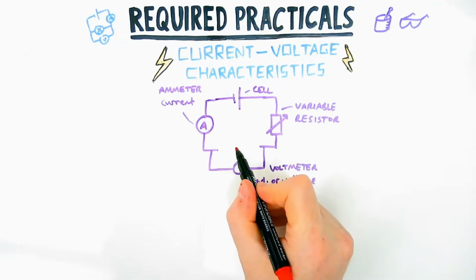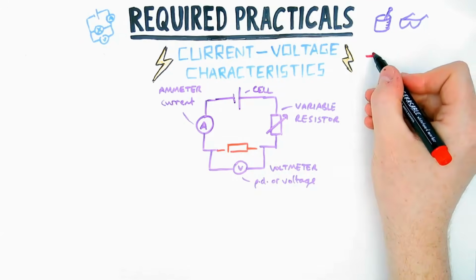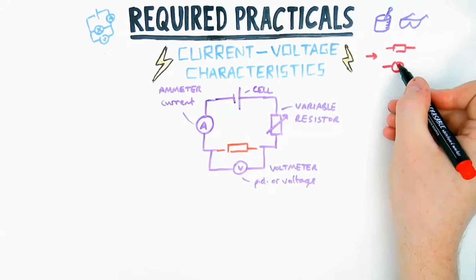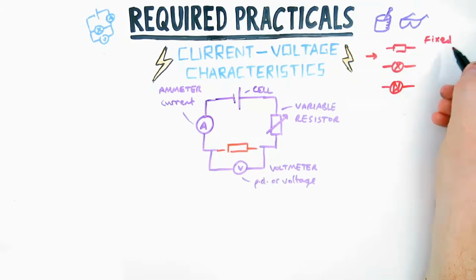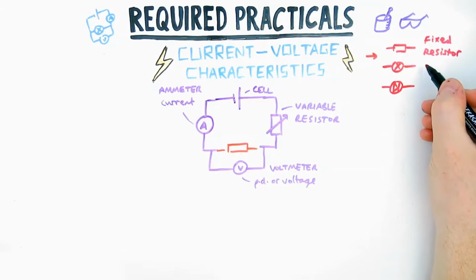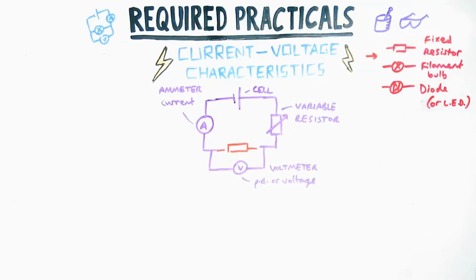Now, the components you could be asked to talk about, there are three of them. You could be asked to talk about a fixed resistor, that's the rectangle. The circle with a cross in it is a filament bulb or lamp, and the third one is a diode, or it could be a light emitting diode. It would be the same thing in this context. So the method's the same for all three.